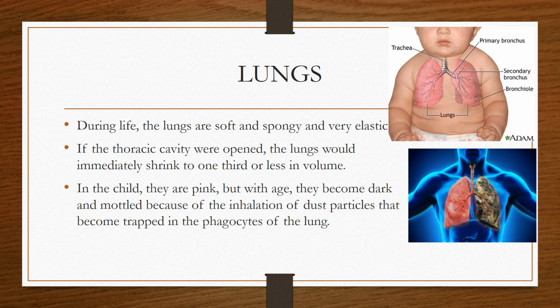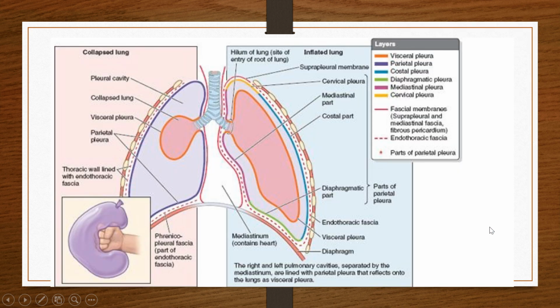Lungs are usually soft and spongy and very elastic. If the thoracic cavity were opened, the lungs would immediately shrink to one-third or less in volume. In a child, the lungs are pink, but with age they become dark and mottled because of the inhalation of dust particles that become trapped in the phagocytes of the lungs.